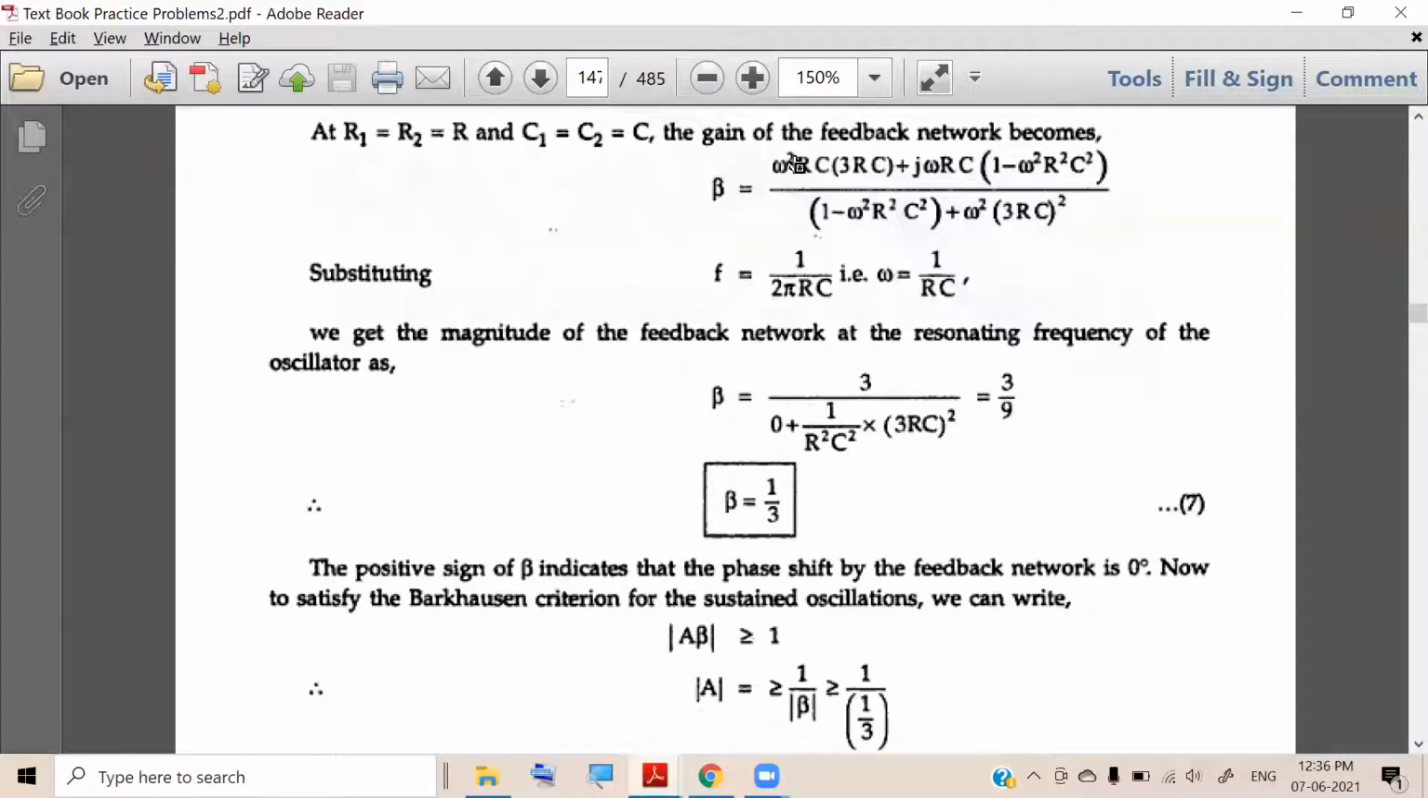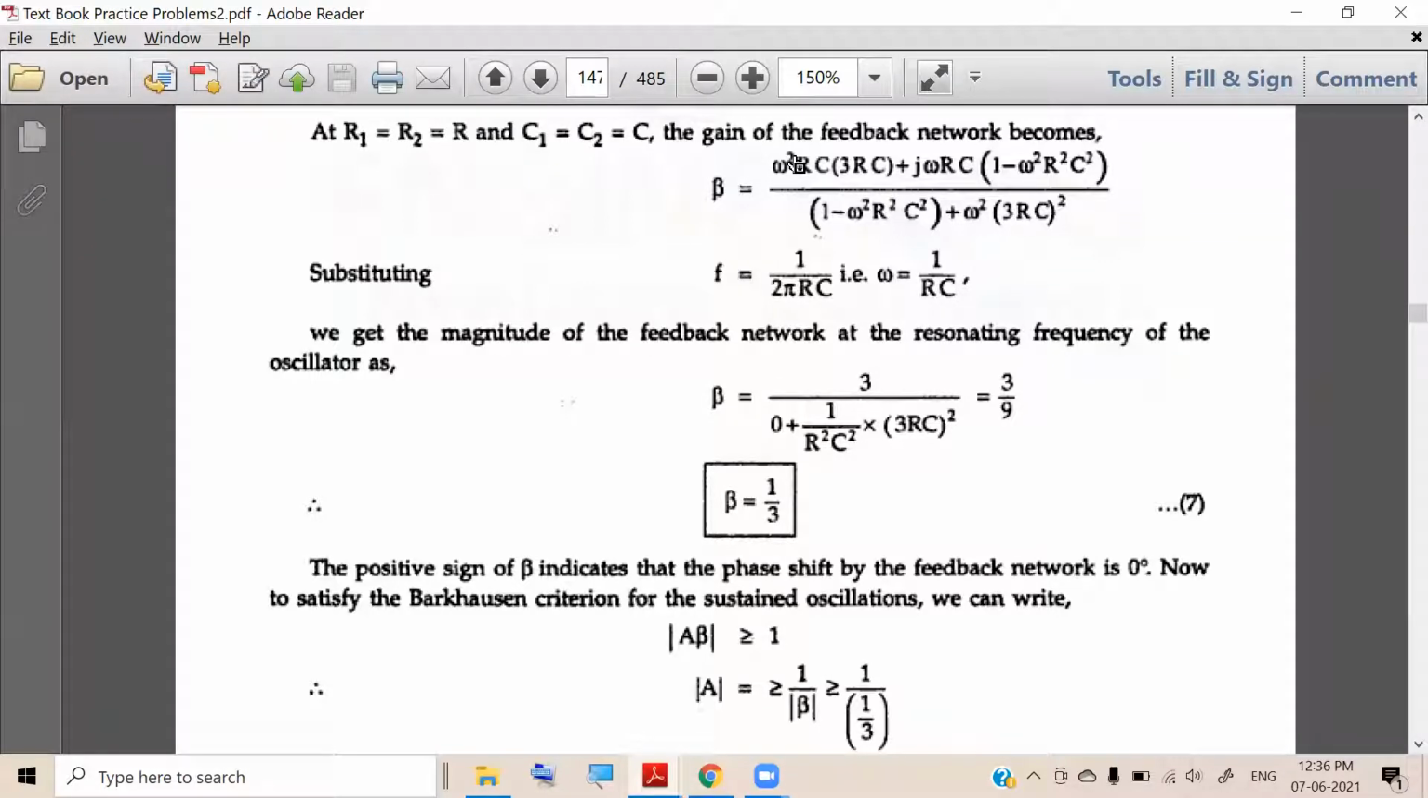That is the reason I told you in the previous class that the Wien-Bridge oscillator produces 0-degree phase shift. Important question: the feedback network in the Wien-Bridge oscillator produces 0-degree phase shift. What is the phase shift provided by the feedback network in the Wien-Bridge oscillator? The answer is 0 degrees.